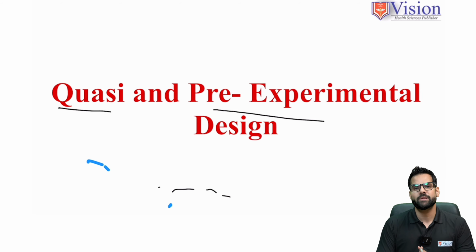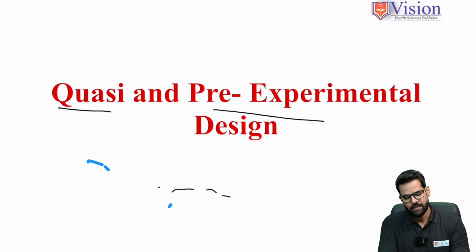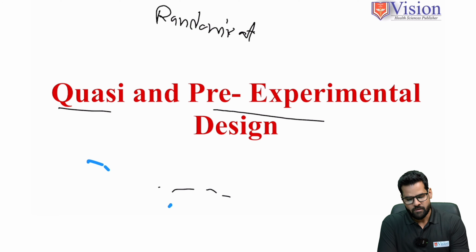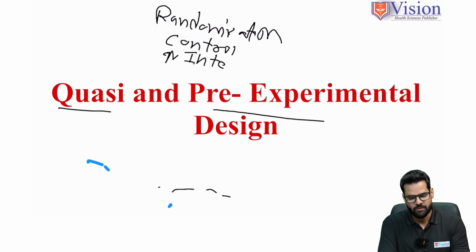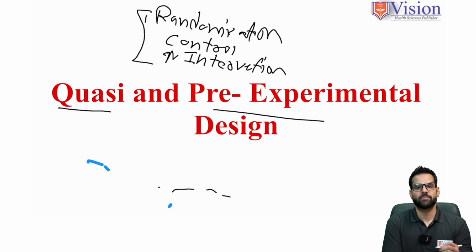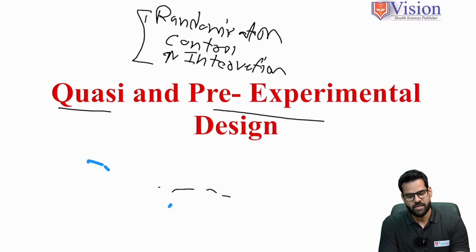If you remember, in a previous lecture we discussed that there are three basic principles of experimental design, that is randomization, control and manipulation, or what we say intervention. If these three principles are applied, then we call it an experimental design.